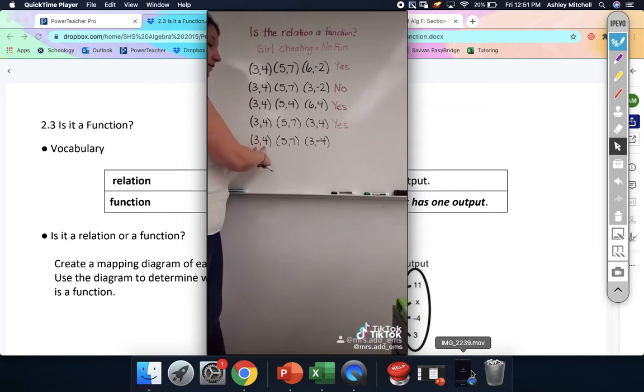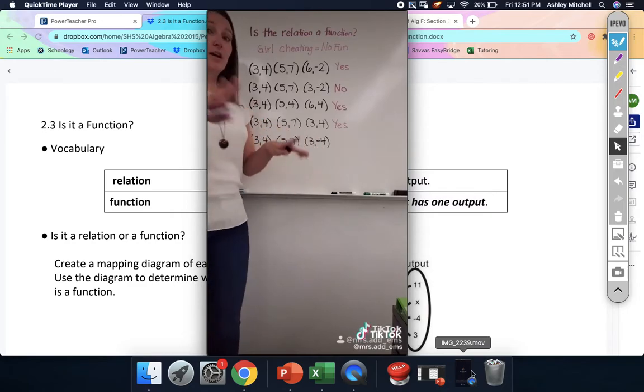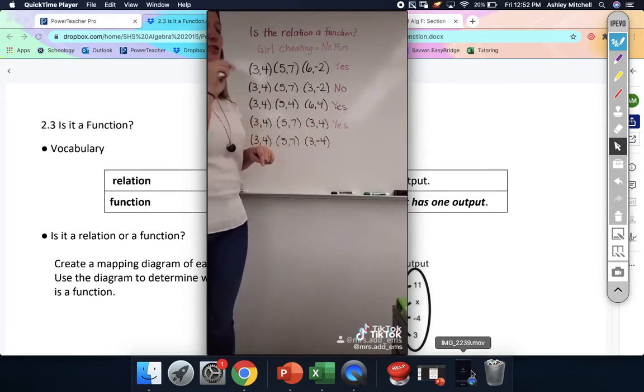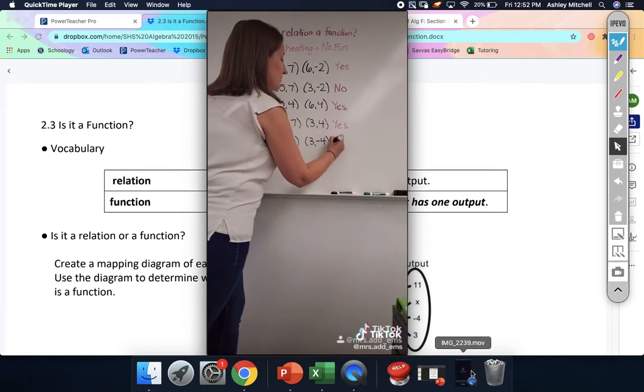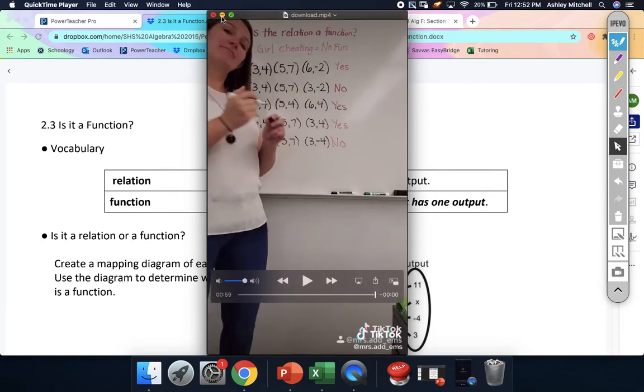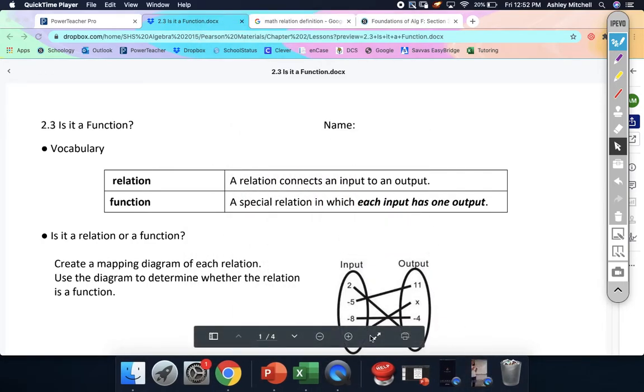And then 3 is dating 4, and 3 is dating -4. She's going to try to tell you that she can't tell that they're different. But she knows. She knows they're twin brothers, and she's totally cheating on her boyfriend. This is a no. All right, so this is just a fun way for you guys to remember, well, is it a function or is it not a function?